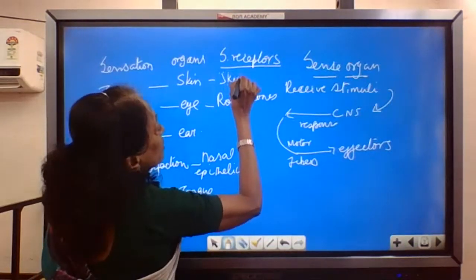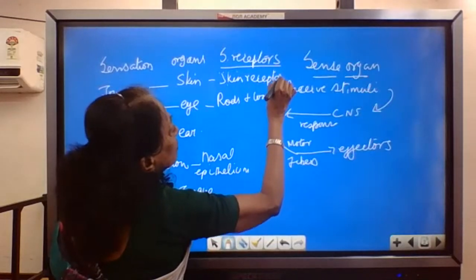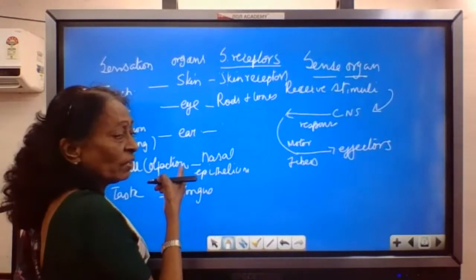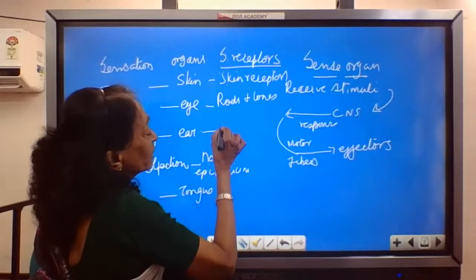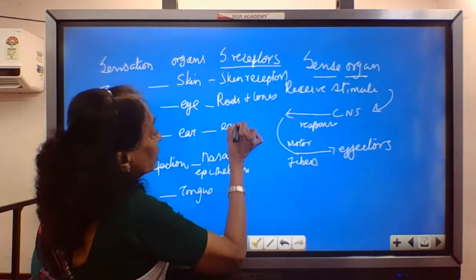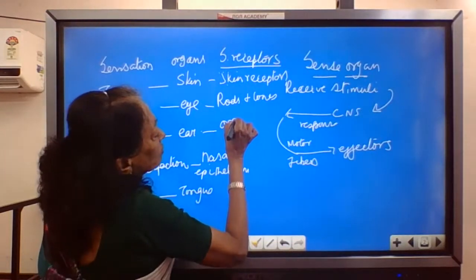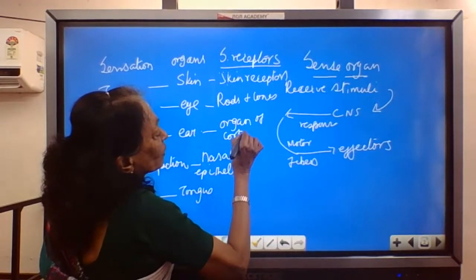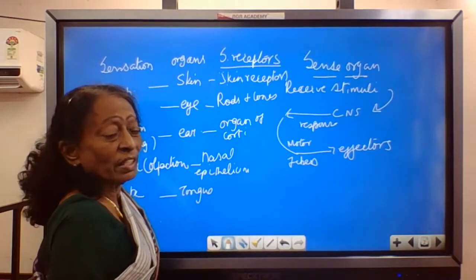Skin receptors. Now, there are two sensations here. One is balancing, equilibrium, and another one is hearing. So mainly you have the inner ear. That is, in other words, you have the organ of Corti, which is for hearing, and structures called cristae and ampullae that help in maintaining the equilibrium.